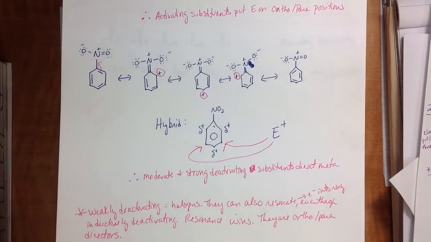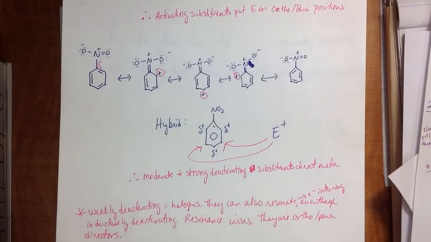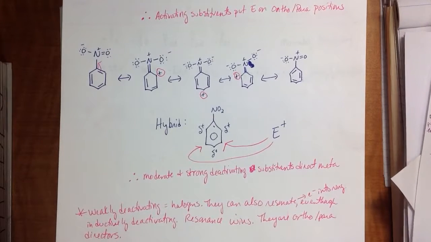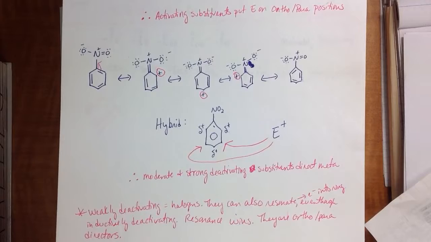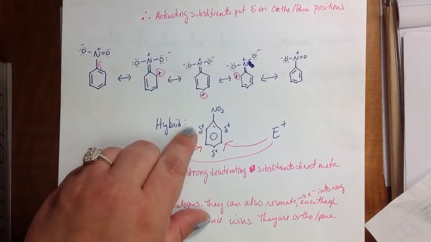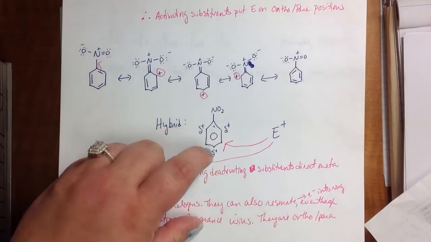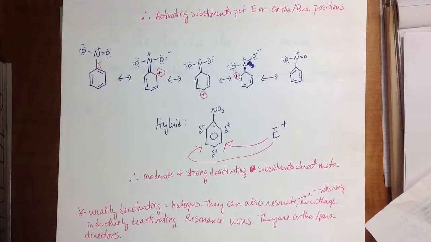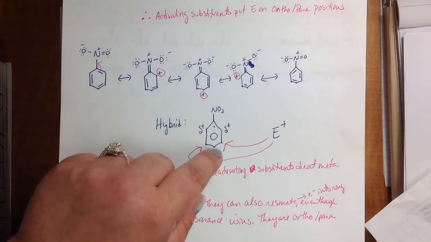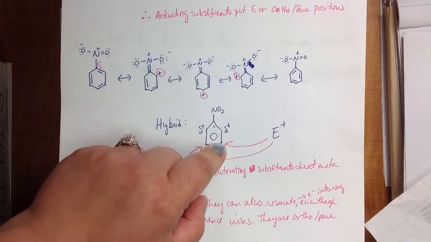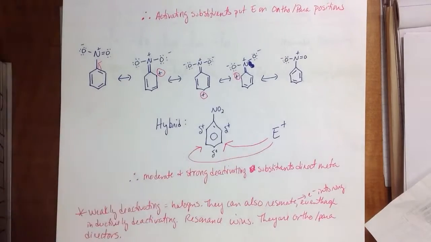if I have something that is electron withdrawing, then I'm going to end up with positive charges in those same positions, and the hybrid would have partial positive charges here, here, and here. So if you're something that's positively charged, you're going to not want to go to where the other positive charges are, right? Therefore, this will go to the meta positions, both here and here.